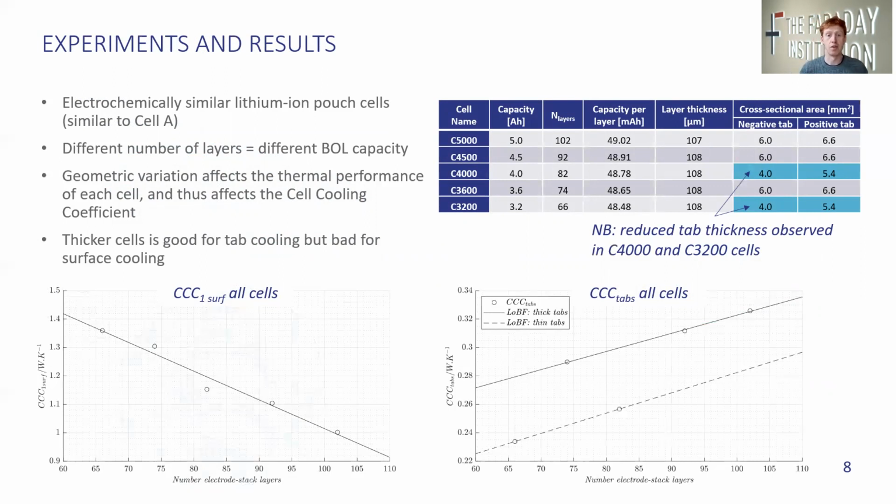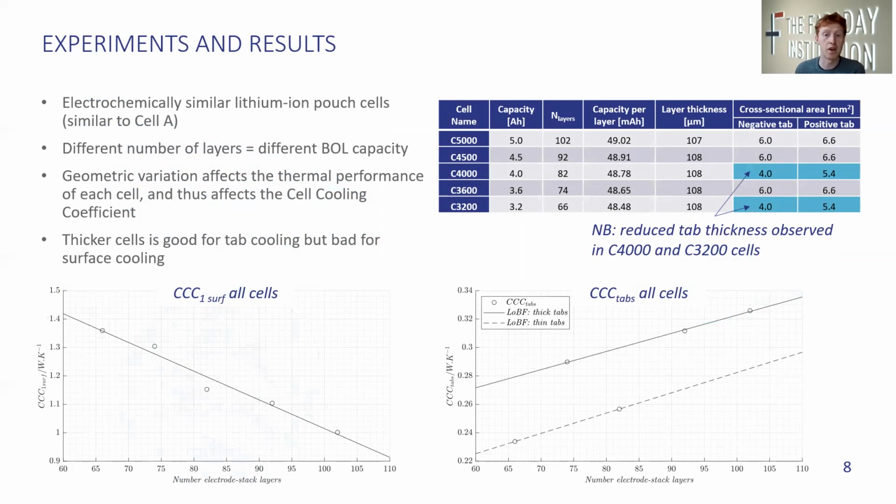Geometric variation affected the surface and the tab cell cooling coefficients. Tab cooling performs better as cell thickness is increased, and this is shown in the bottom right-hand side. We'll look at this more later on. For now, we'll look at surface cooling, which is shown in the bottom left-hand side. Sorry, tab cooling on the bottom right-hand side. And we see that with surface cooling, surface cooling performs worse as cell thickness is increased.